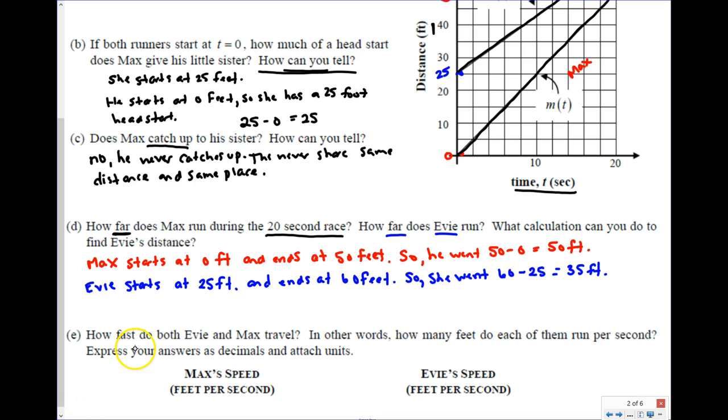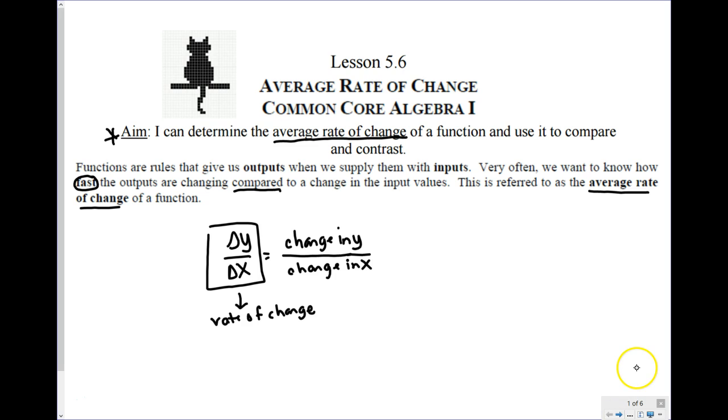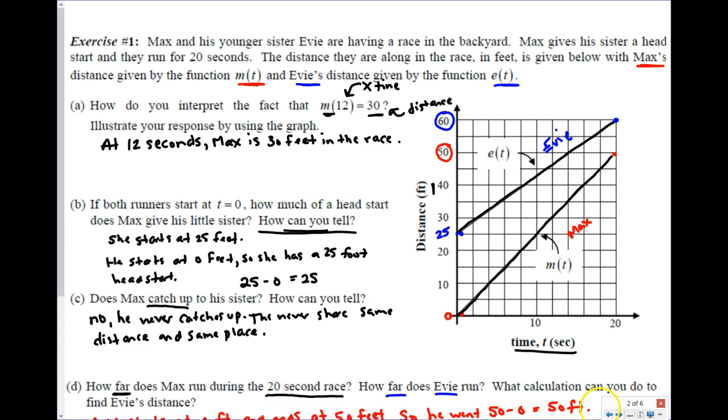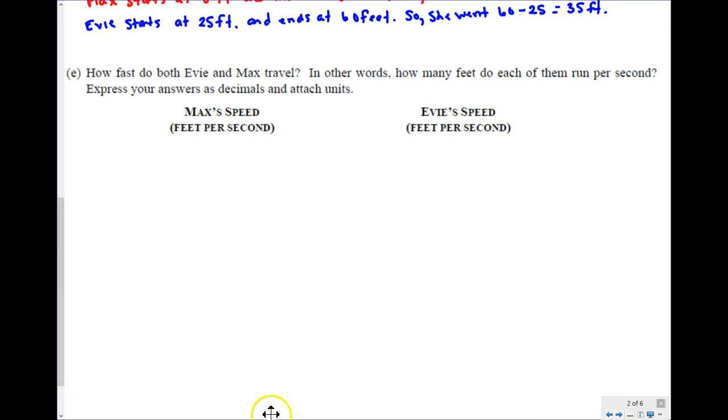Letter E. How fast do both Evie and Max travel? In other words, how many feet do each of them run per second? Express your answers as decimals and attach unit. This is the question that goes back to us talking about rate of change. Because remember the definition of rate of change. We want to know how fast the outputs are changing compared to the inputs. So I'm again thinking about this change of my outputs over my change of my inputs. So when I go to E, I'm going to be thinking about how is my output changing over how my inputs are changing.